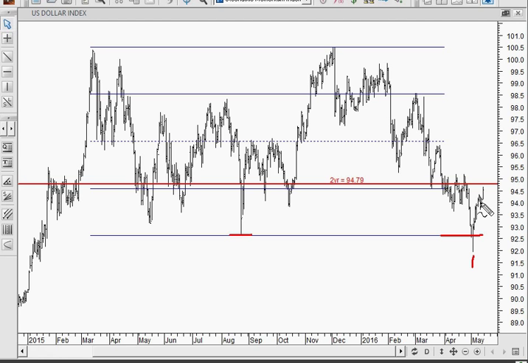The important point here is that the major resistance at this point is the 2-year time resistance at 94.79. The dollar's having a very strong day today, Friday, and we're heading up towards that resistance. Time spent above that resistance would put the dollar index back in a strong price location. We'll wait and see.